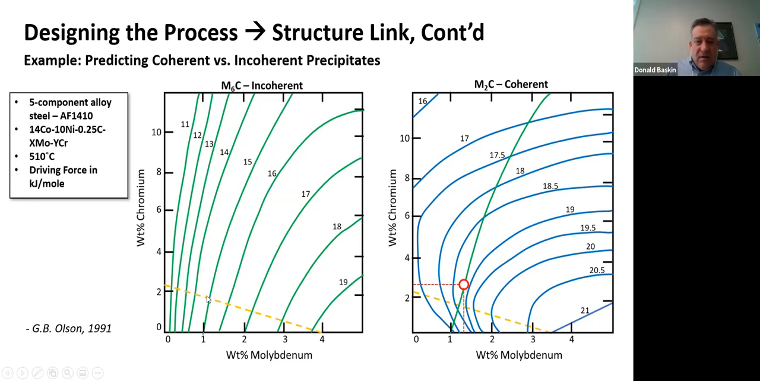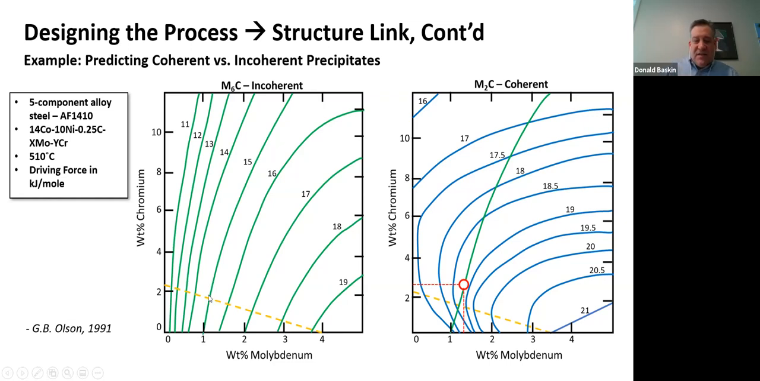The material got weak. Apparently, and I've read the paper, there was a big drop off in properties as you got past this 15. So they pegged it. They said the composition can't lead to a driving force of greater than this 15 kilojoules per mole. And that's why they picked that line.